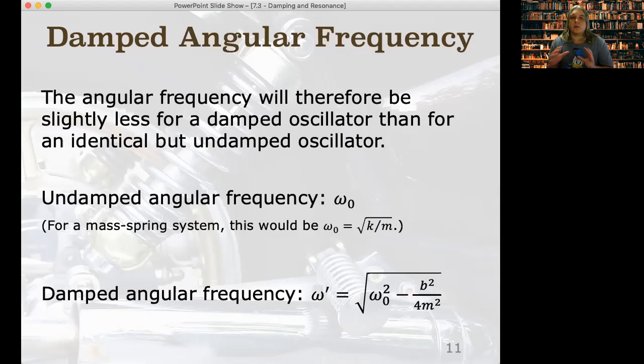So while I don't want you to know how to derive that, I do want you to understand why we have this change. As the oscillator is being slowed down by the drag, it means it's going to take a bit longer to get to where it wants to get to. So we just get a slight decrease in our angular frequency. And obviously that's going to depend on this drag coefficient and the mass. So hopefully you can understand that that all is relevant without needing to worry too much about the derivation.